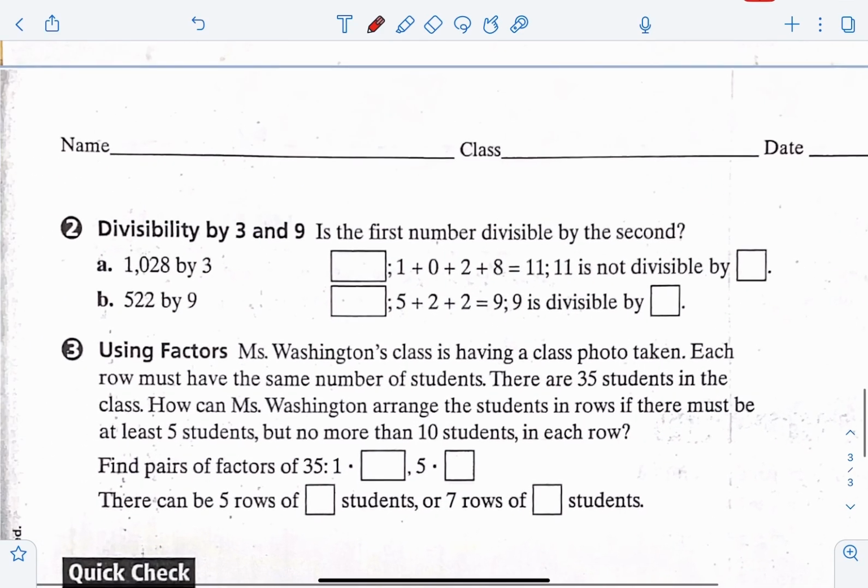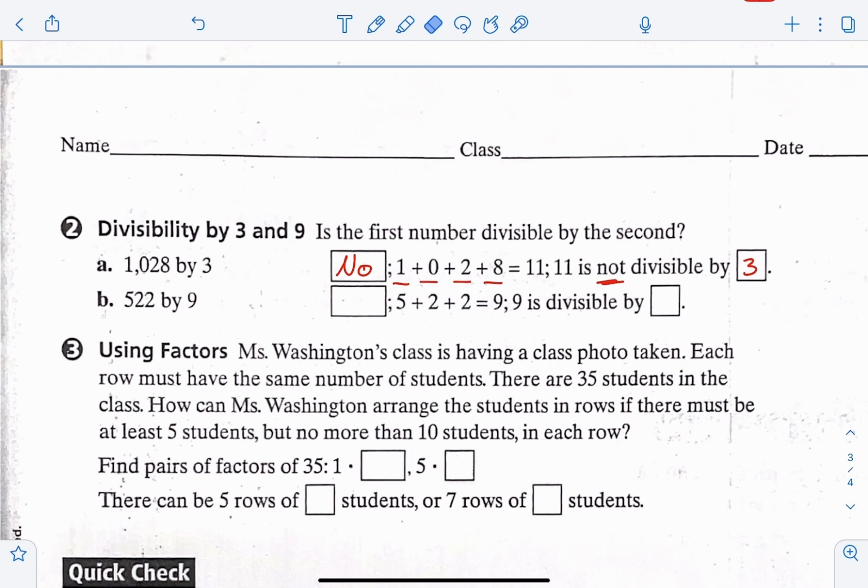So we're going to do some 3 and 9 examples. So is 1,028 divisible by 3? First we're going to add up those digits, right? So we do 1 plus 0 plus 2 plus 8, and we get 11. 11 is not divisible by 3. So that means that 1,028 is not divisible by 3. Okay, right? Because we add up those digits, and then from that, we're able to determine if something is divisible.